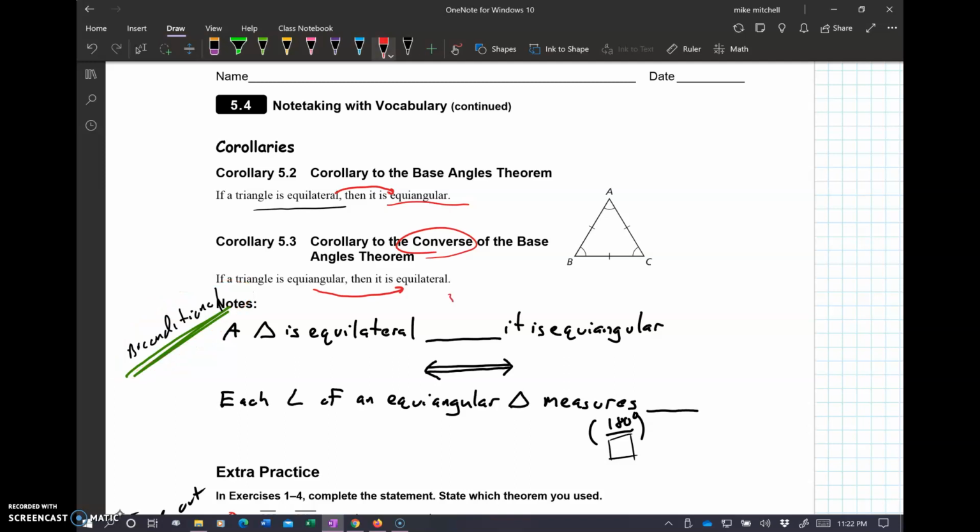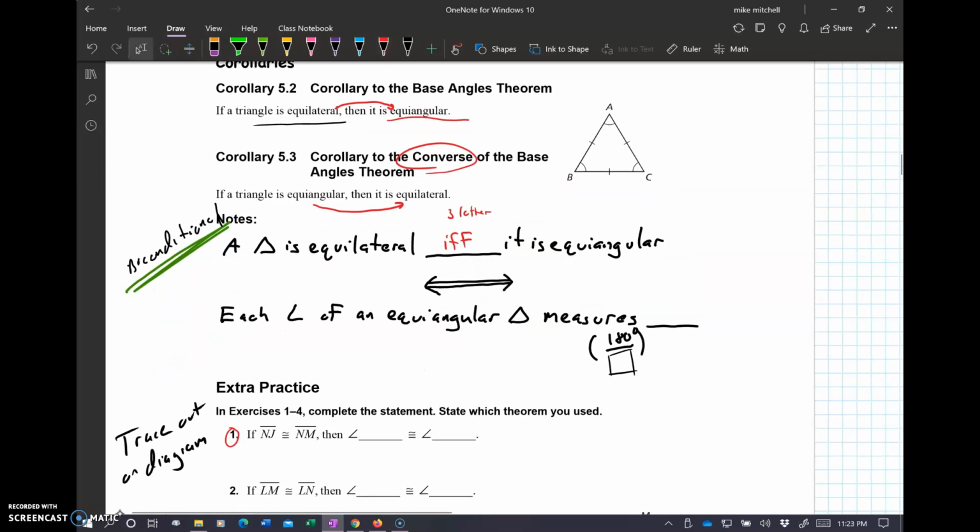Three letters went in here before. You might remember them: first two letters and last letters. I'm strategically pausing. IFF, if and only if it's equilateral. A triangle is equilateral if and only if it's equiangular. That means both of these are true up here. Both of them.